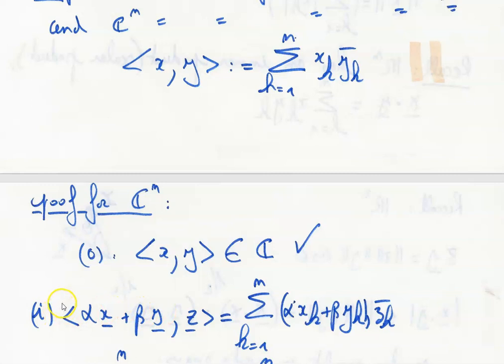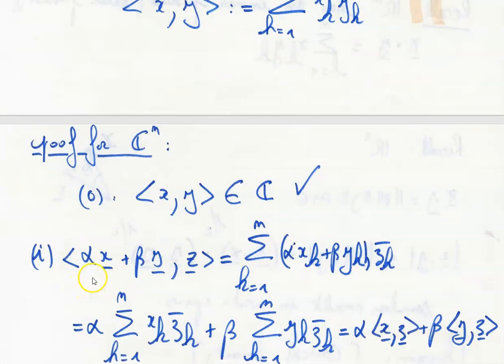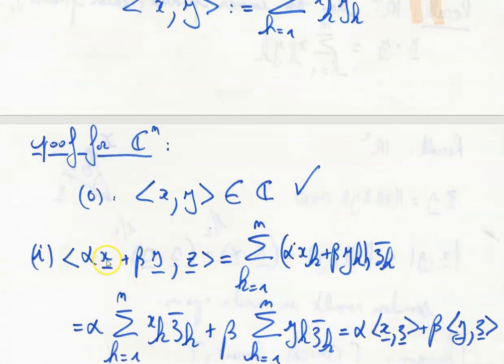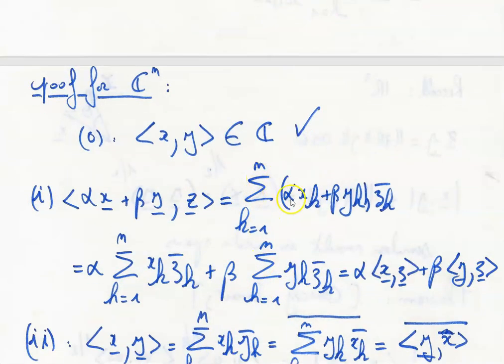Then first verification. So alpha and beta are scalars, x, y, and z are vectors. Okay, so let's take the inner product as defined like this between alpha x plus beta y and z. So I just write this with the right elements: it is the sum from k from 1 to n of alpha xk plus beta yk multiplied by the complex conjugate of zk. Okay, now this sum can be split into two sums. We can split this sum because of the distributivity of the multiplication in the field C.